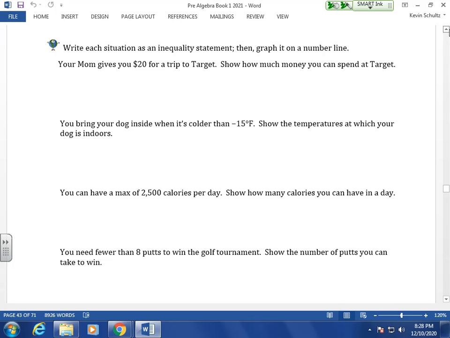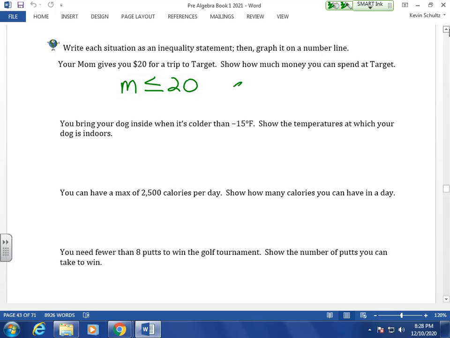You can spend $12, $17.50, $9.99, right? There's lots of different amounts you could spend. And this is where inequality comes into play here, because the amount of money you can spend is going to be less than or equal to $20, right? You could spend all 20, or you could spend less than that. And that's what this inequality statement shows us. M is less than or equal to 20.